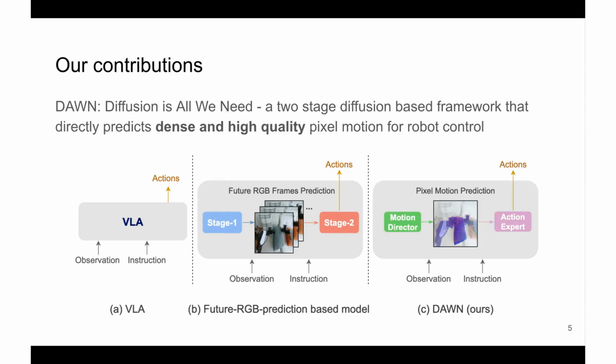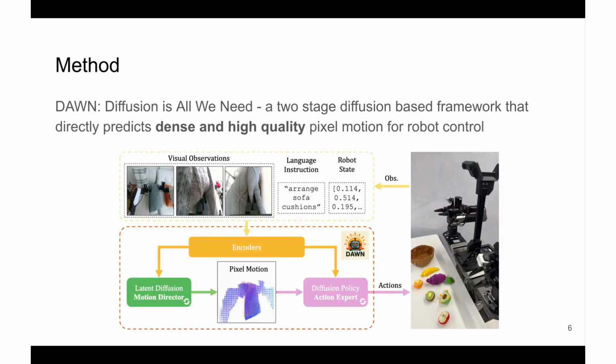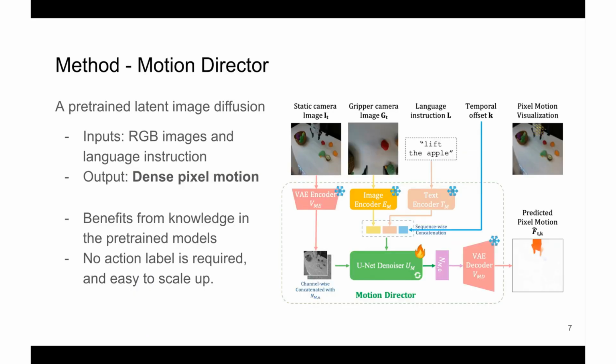So here, we propose DAWN, a two-stage diffusion-based framework. The key contribution of DAWN is that we use a pre-trained latent image diffusion model to directly predict the future pixel motion instead of RGB values. This dense, high-quality pixel motion will help the model to generate better robot actions. There are two stages in the DAWN framework. The first one is the motion director, which generates the pixel motion from visual observations and language instructions. And the second, the action expert, generates high quality robot actions conditioned on the pixel motion predicted by the motion director.